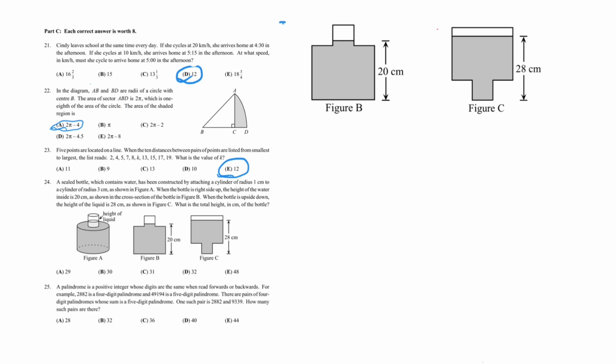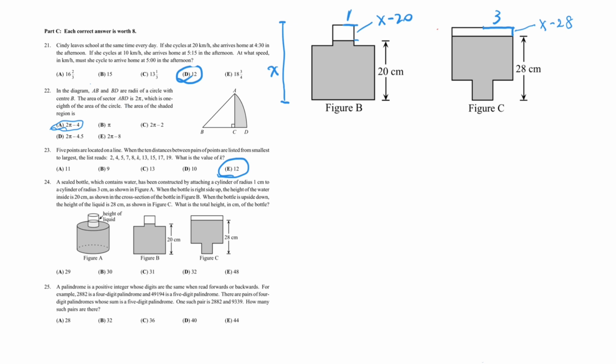Let the total height be x. In figure B, the water level is 20, and the empty part is x minus 20. In figure C, the empty part has height x minus 28. And we know the smaller cylinder has radius 1, and the large cylinder has radius 3. The empty part sits on the smaller cylinder, and in the other case on the bigger cylinder.